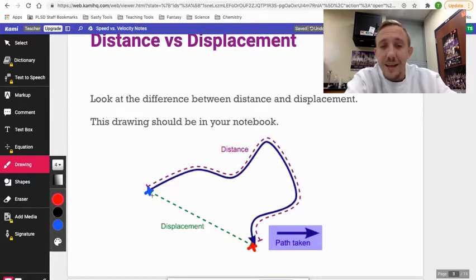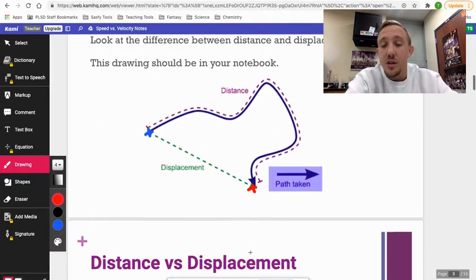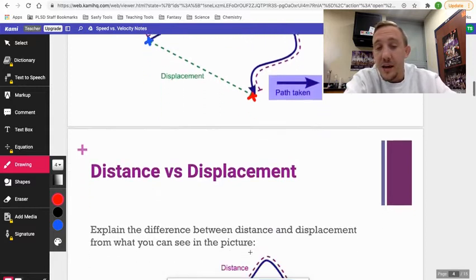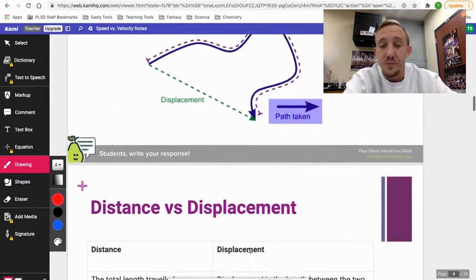Well, your distance is the actual path that you took and how far that path is. Okay, the displacement is only looking at from where you started, where you finish, and it's going through the quickest route. It's taking the quickest line path from point A to point B. Okay, and so I want you to look at your definitions and see how close you guys were.